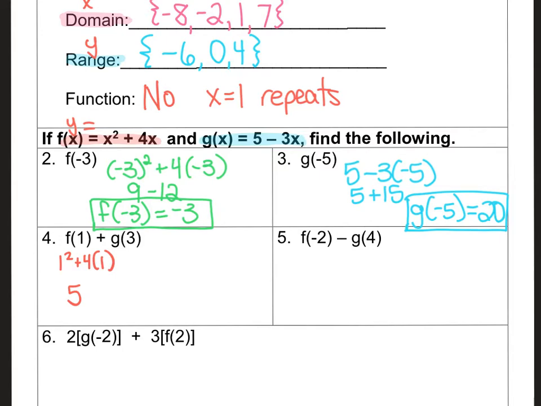Then we've got g of 3, so I'm going to use the g of x rule of 5 minus 3 times 3. So we would get 5 minus 9, which would be negative 4. And then you can see that what I'm going to do with those two is add those two together. So 5 plus negative 4, which is the same as 5 minus 4, gives us an answer of 1. So f of 1 plus g of 3, the final answer is 1.